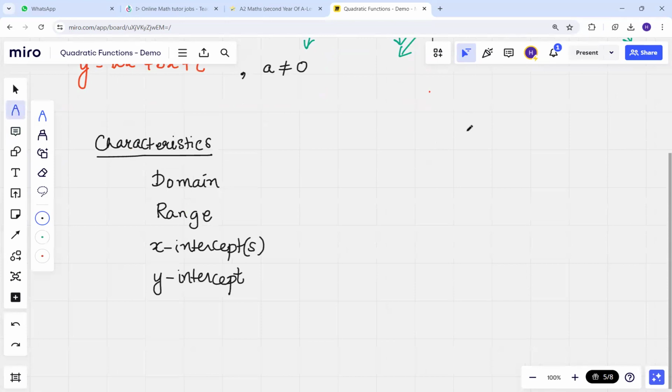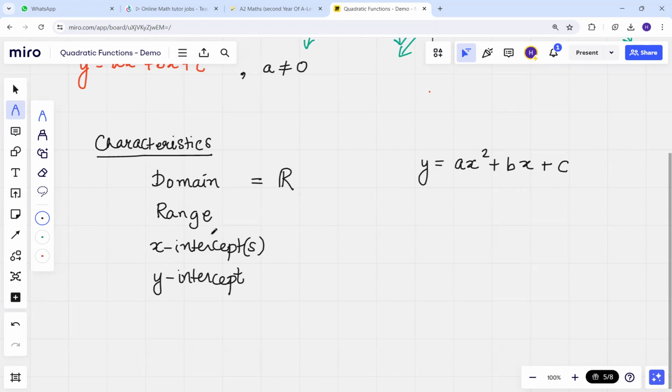So what's the domain of such a function? All values of x. That's because any value of x is okay. There's no problem if you put any value of x here. There's no square root in the definition. There's no denominator. It's not a function of the type 1 by x. It's just a polynomial function whose domain is all real numbers.